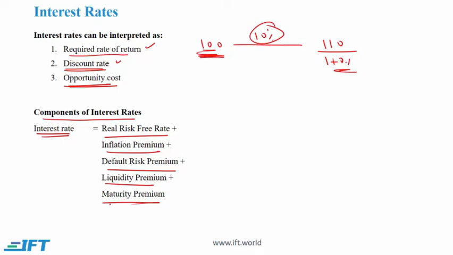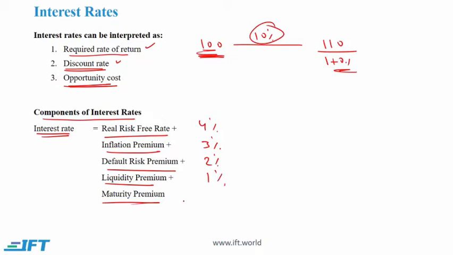Now, to understand this, let's say a company issues a bond and the country where this company operates has a real risk-free rate of 4%. Let's say the expected inflation over the upcoming year is 3%. The default risk premium is 2%. So this is a premium associated with the risk of default. Let's say that this bond cannot be bought and sold very easily. So we have a liquidity premium of 1%.